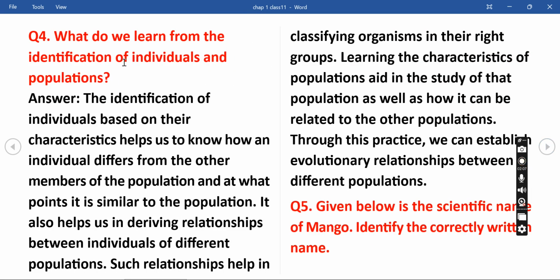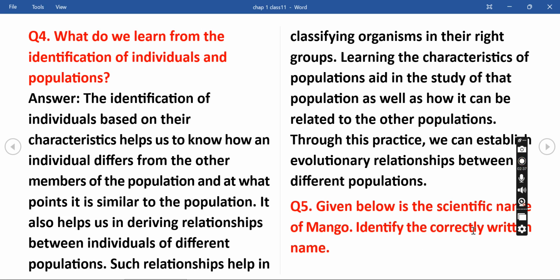What do we learn from individual identification of individuals and population? If we identify an individual, it helps us to know more about that individual. Also, we can derive the relationship of that individual with the population and different members of that population. So identification helps us to know about that individual and also its relationship with that population. We can also establish evolutionary relationships between different populations.